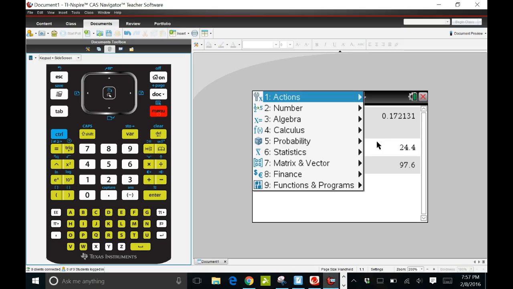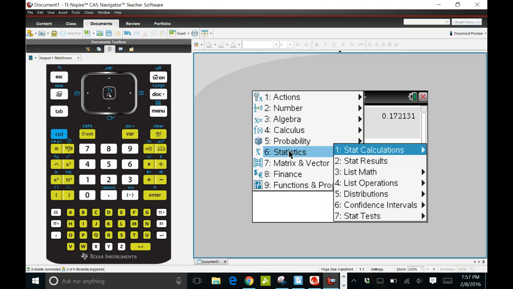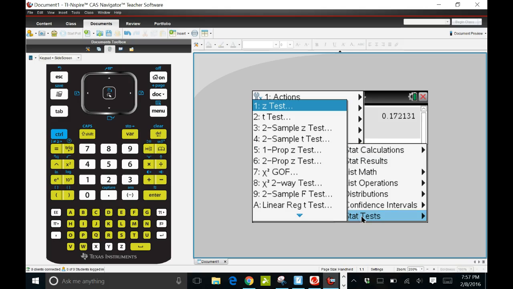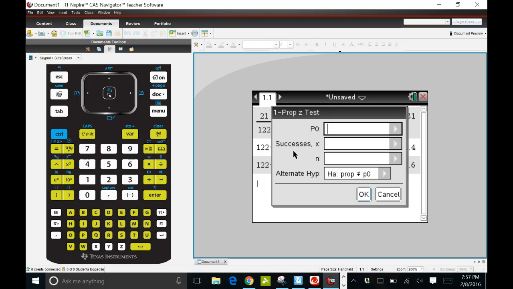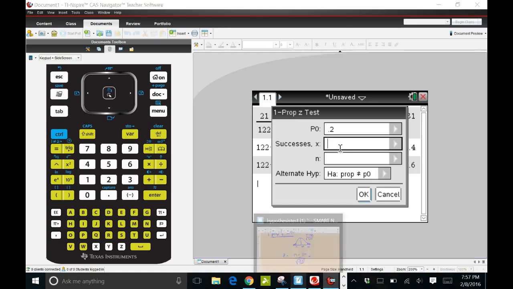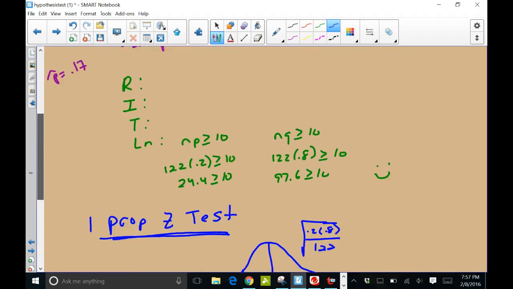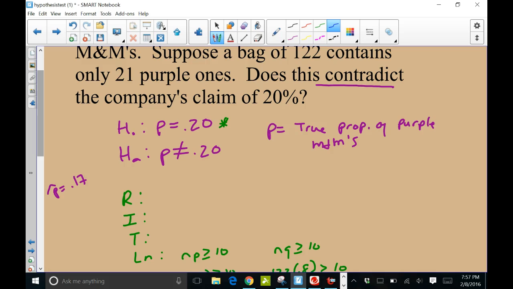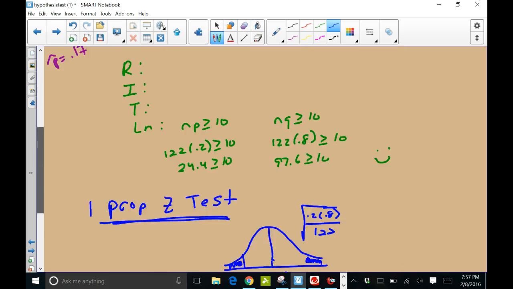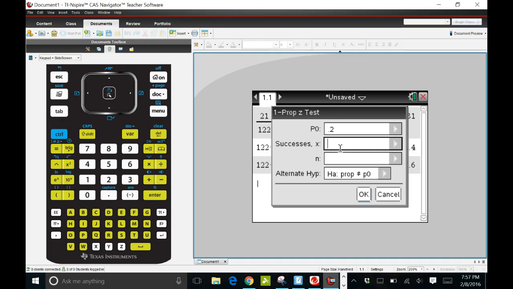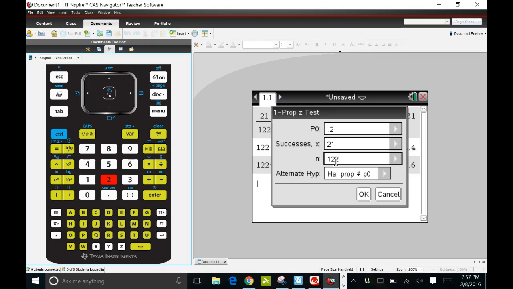So here goes. Menu, stats, test, one proportion Z. My null is they claim it's 20%. And hold on, I already forgot from a second ago. It was 21 out of 122. So we're going to put in 21 out of 122. And you see the null says not equal. We're going to leave that.